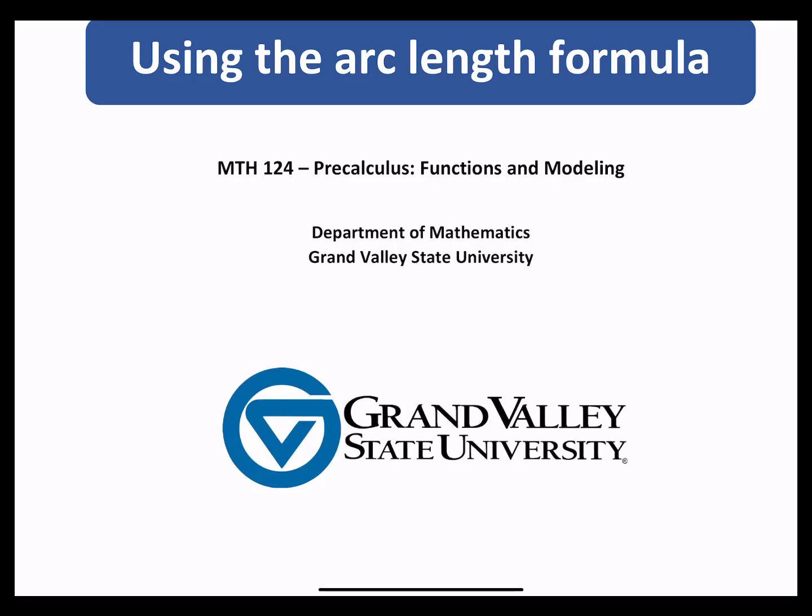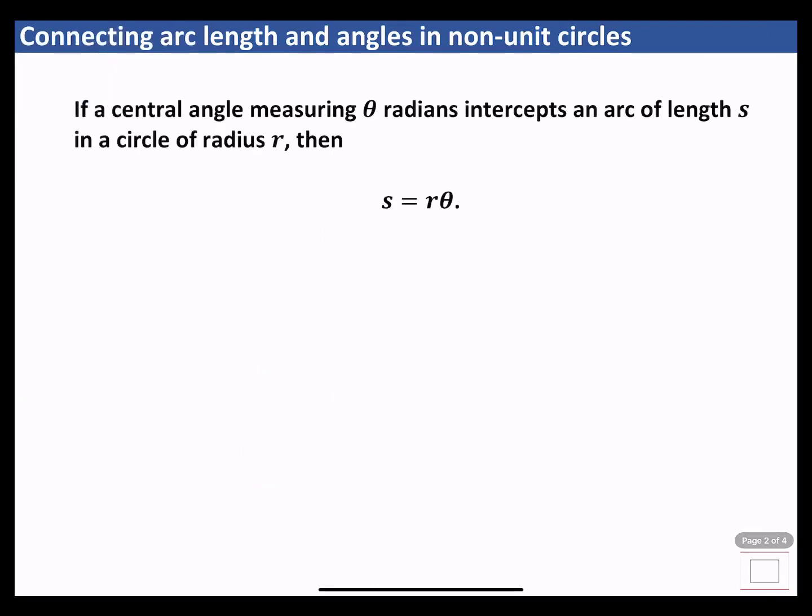And welcome to the Screencast, where we will look at using the arc length formula. In a previous video, we saw that if a central angle measuring theta radians, and remember that angle must be measured in radians, intercepts an arc of length s in a circle of radius r, then s, the arc length, equals r, the radius, times the angle theta in radians. Let's look at how this would actually be used in non-unit circles.